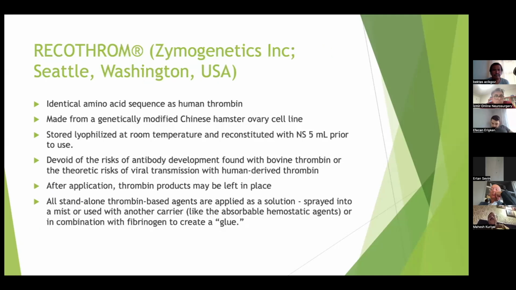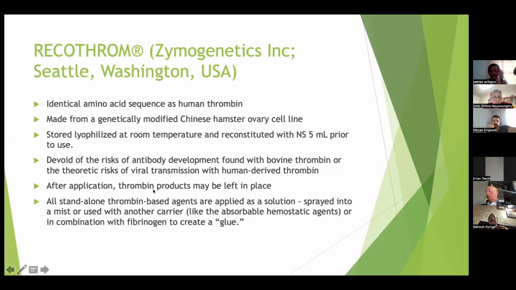Next comes Recothrom. It has the identical amino acid sequence as human thrombin, and it is made from a genetically modified Chinese hamster ovary cell line. So it's a recombinant thrombin. It has to be stored lyophilized at room temperature and reconstituted with normal saline. Main advantage is that it does not have any risk of antibody development, and it does not have any risk associated with viral transmission as seen with human-derived thrombin.